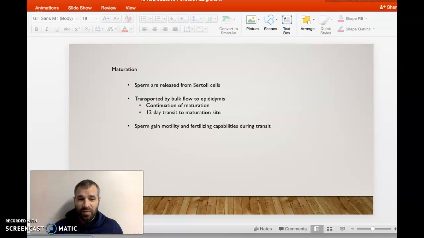When mature enough, the spermatid cells will release themselves from the Sertoli cells, and then they will be transported via bulk flow to the epididymis, which is another structure located within the testes, and this is where they will spend a considerable amount of time as they mature. But before they get there, the transit time is actually a 12-day journey for the spermatids. On this journey towards the epididymis, these spermatids will gain motility, and they will also gain fertilization capabilities.